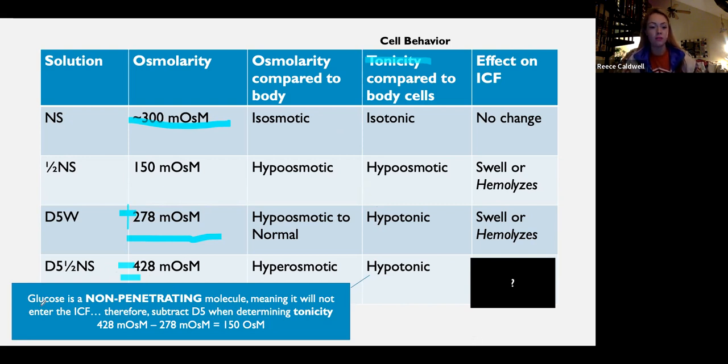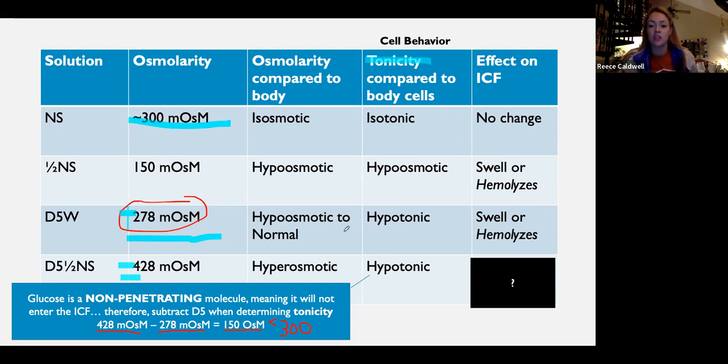So let me change my pen here so I'm not writing with a highlighter. What we would do is take that 428, our original, and subtract the D5 water, the glucose, the non-penetrating molecule, and what we're left with is 150 osmoles. 150 is less than 300, and when comparing that to the tonicity of the body cells, what we see is that makes it a hypotonic solution. So you don't want to forget to do that on your exam. If you forget to subtract those non-penetrating molecules when determining tonicity, you will not get the answer correct. So make sure you remember that glucose, D5, is a non-penetrating molecule. Therefore, when we're looking at the tonicity, the intracellular behavior, we need to subtract that.